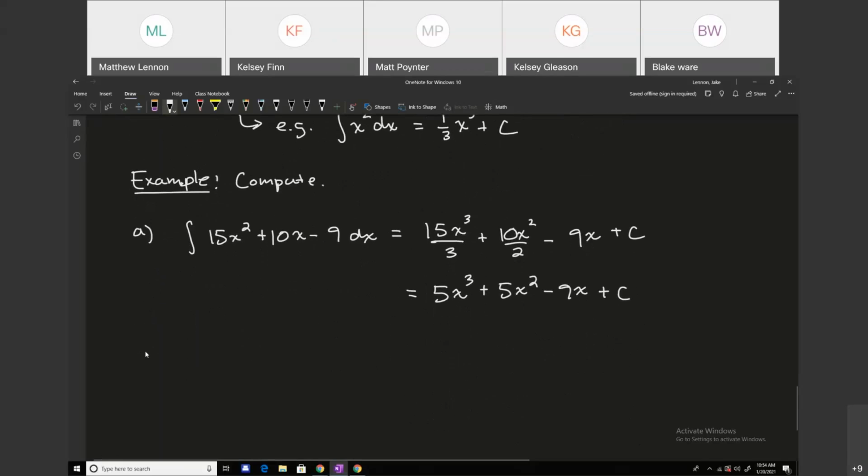Part B, maybe we have a rational function, something like the integral of 8x squared minus 5x over x dx. Okay, so the thing here is you might say, oh, I'll just go to the top and do the antiderivative of 8x squared minus 5x, and then go to the bottom and do the antiderivative of x, and then that's the antiderivative. Well, it doesn't work that way.